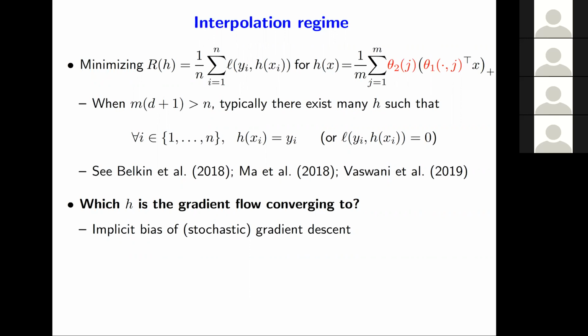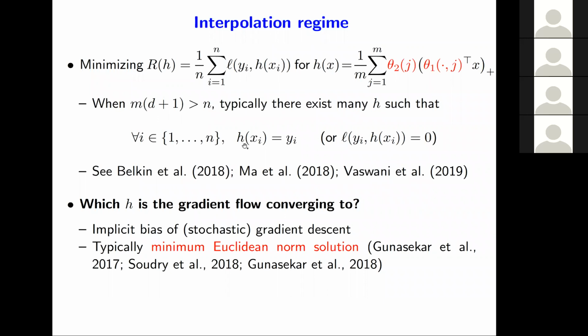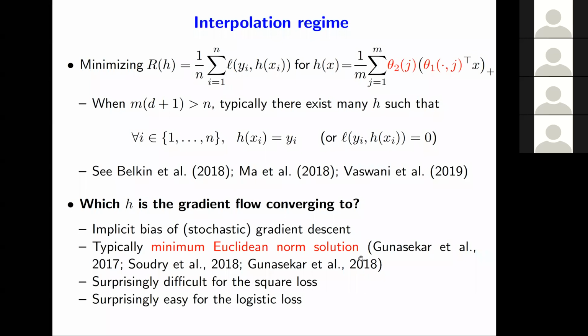Typically, the take-home message from a series of work by a group at Chicago, by Gunasekar, Soudry, and colleagues, is that often among all solutions, you get the one with minimum Euclidean norm. And this will be the topic of the last part of the talk. It's quite difficult to show for the square loss in general. But if you use a different loss, like classification, things get easier. And I'm going to present what I mean by this.